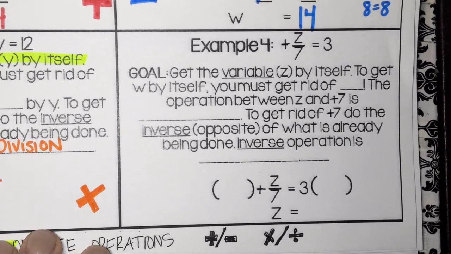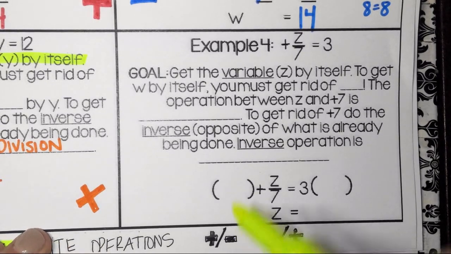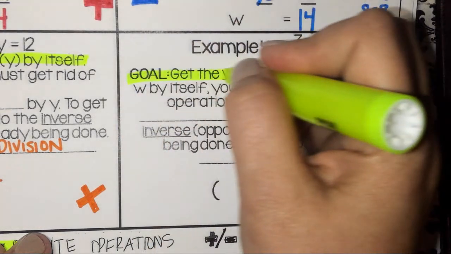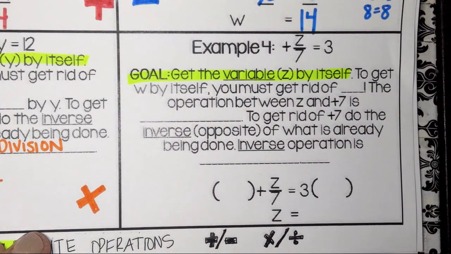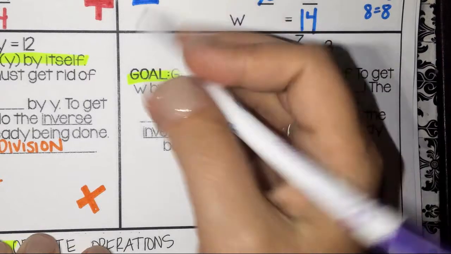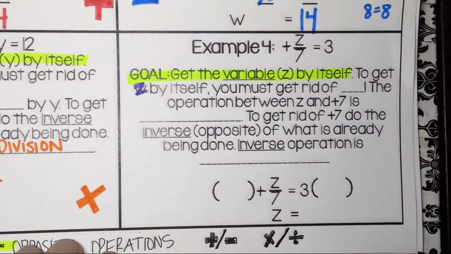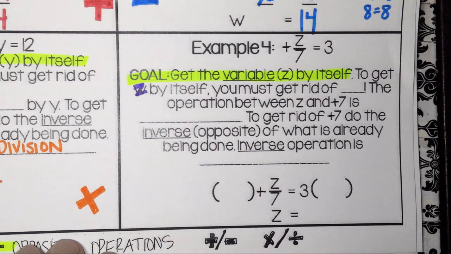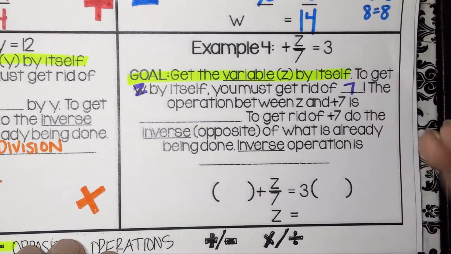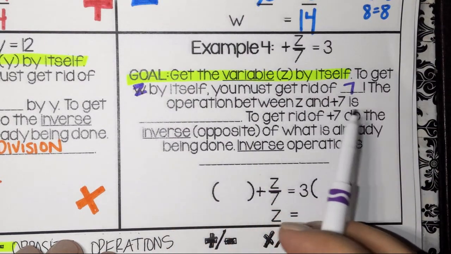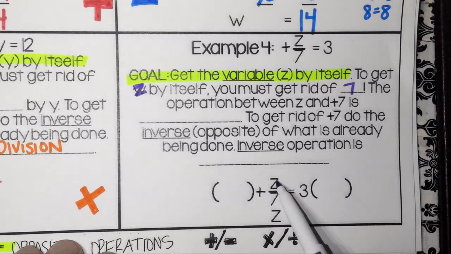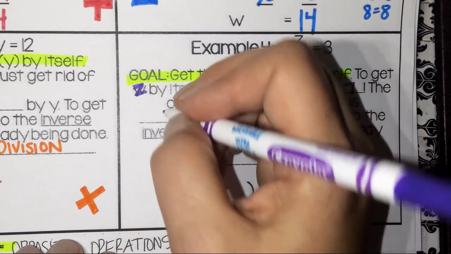Again, my goal has not changed. I still want to get the variable by itself. This should be a z. All right, so what number do we need to get rid of? 7. Very good. So the operation between z and 7 is now, what is this? Division.